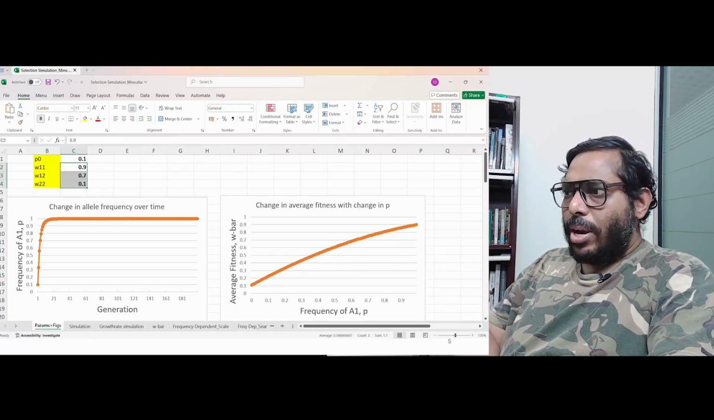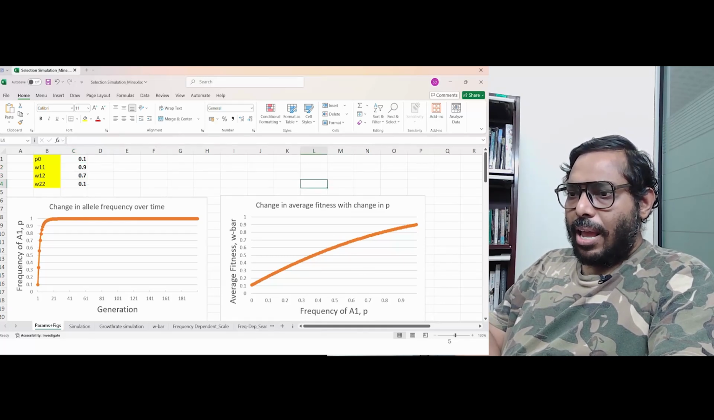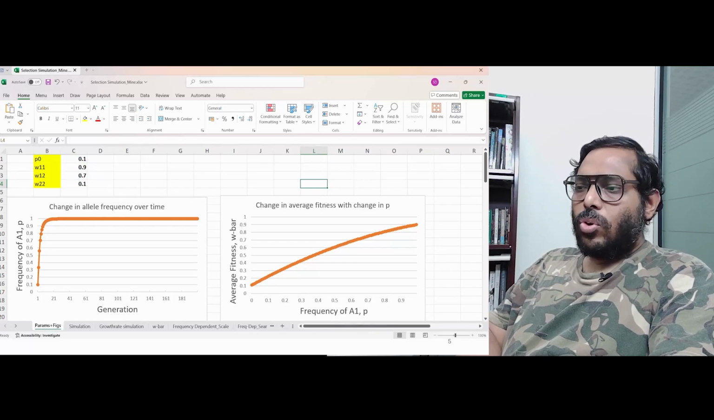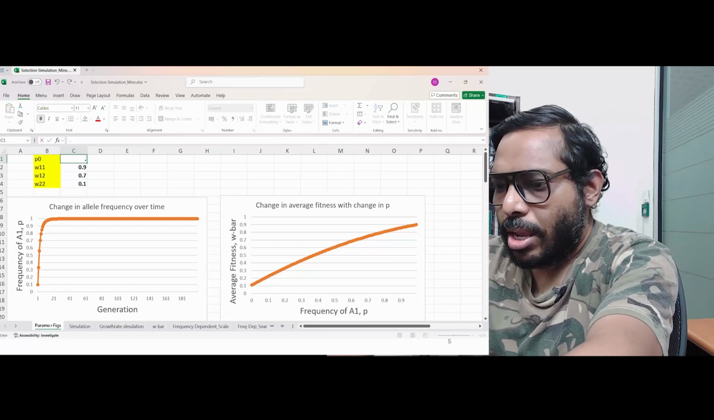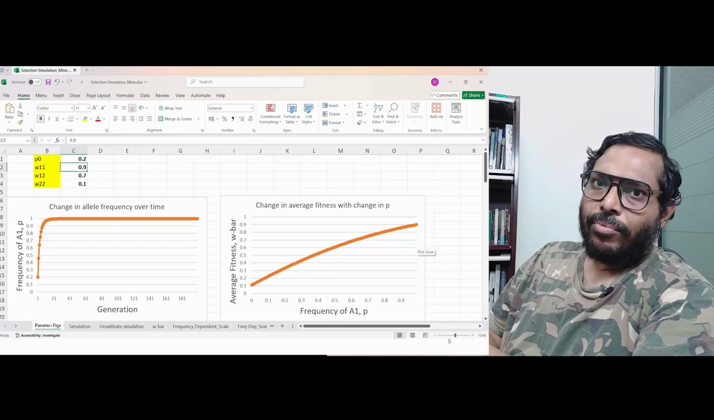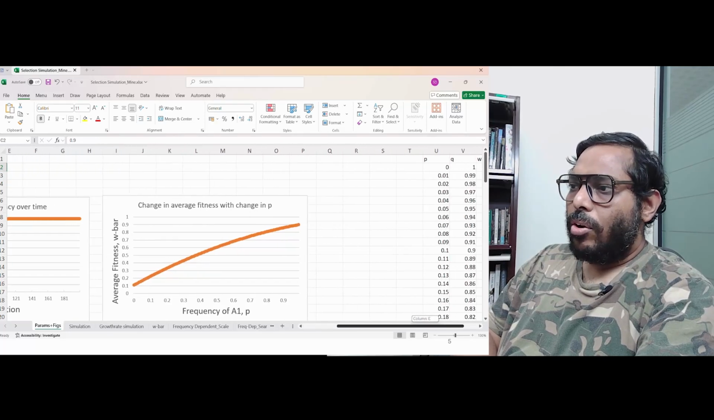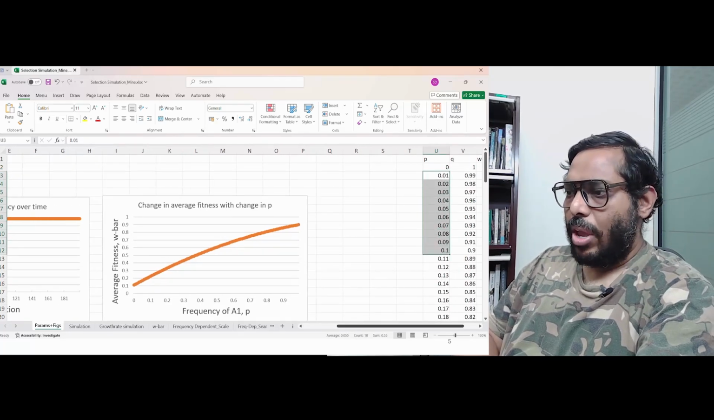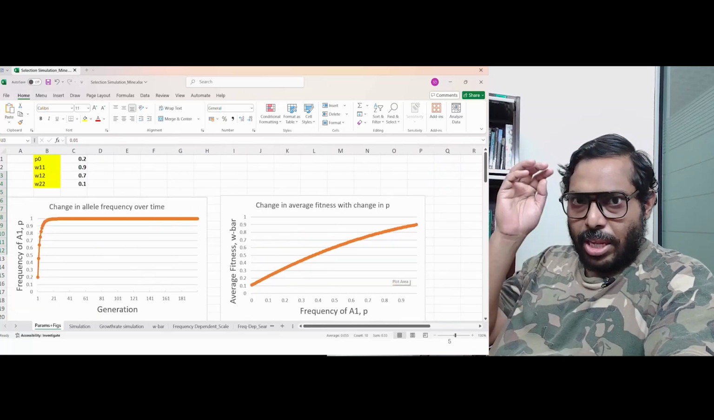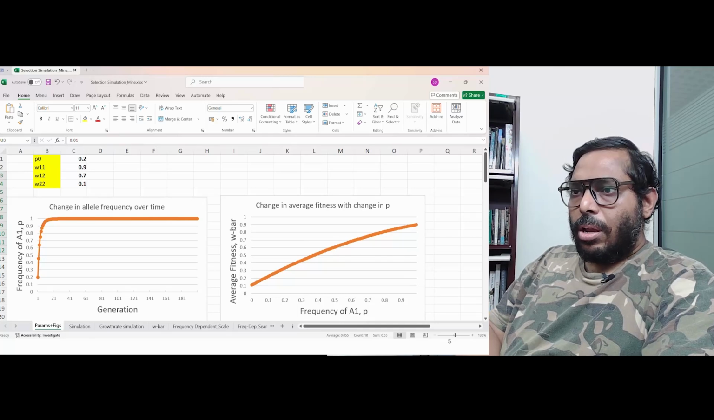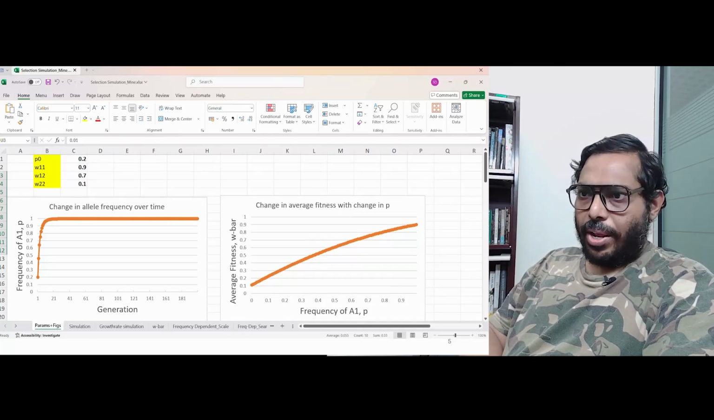Now, one quick thing to note is that here I have time on x axis, here I have frequency of A1 on x axis. So, that is why if I change the P value over here, things will change in the left graph, but it will not change in the right graph. Why? Because in the right graph I have already hard coded the values of P, that is the frequency of A1, right. So, that is something that you have to keep in mind when you are looking at these two graphs.